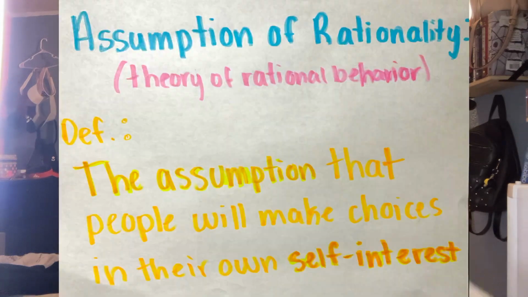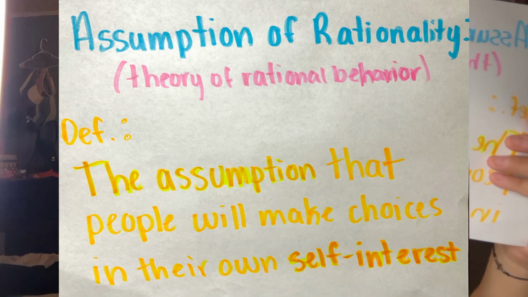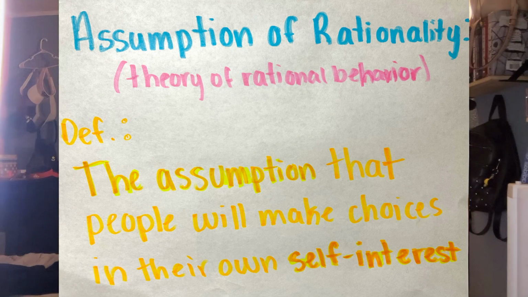So today we'll be discussing the topic of rationality and self-interest and how it relates to economics. First off, economics primarily assumes that people will make decisions based on what is most beneficial to them and avoid what isn't as beneficial. This can be referred to as the assumption of rationality, also known as the theory of rational behavior, which is the assumption that people will make choices in their own self-interest.